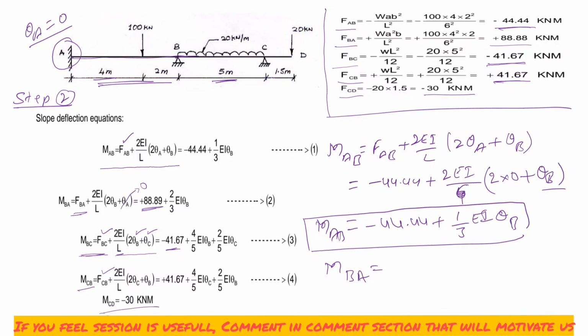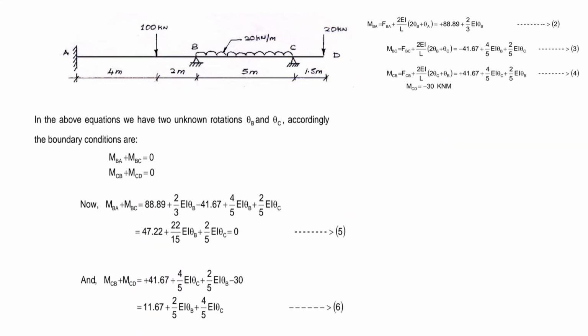MCD is minus 30 kilonewton meter. Already we calculated, because the moment at C from the free end 20 kilonewton, we will get 20 into 1.5, that is equal to 30 kilonewton meter. From the slope deflection equations, we have two unknowns, theta B and theta C. Okay, we can solve them by considering the boundary conditions.